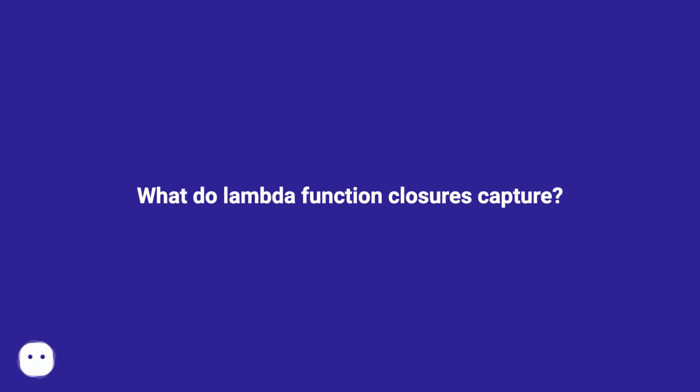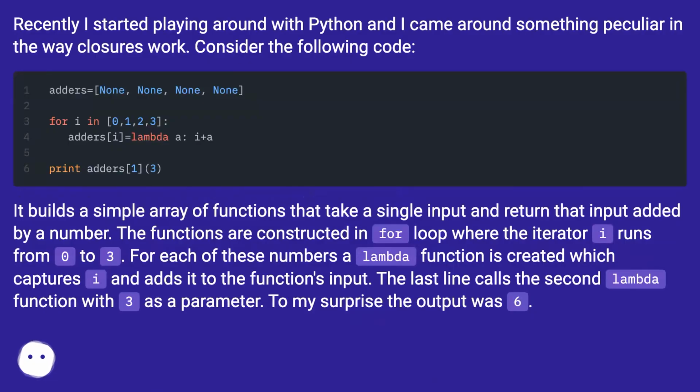What do lambda function closures capture? Recently I started playing around with Python and I came across something peculiar in the way closures work. Consider the following code.